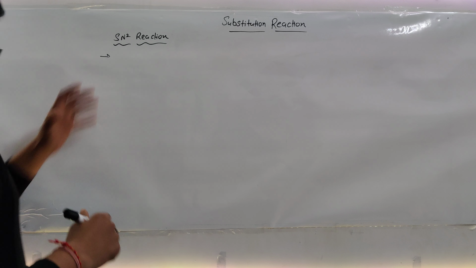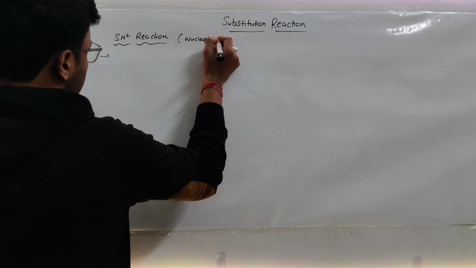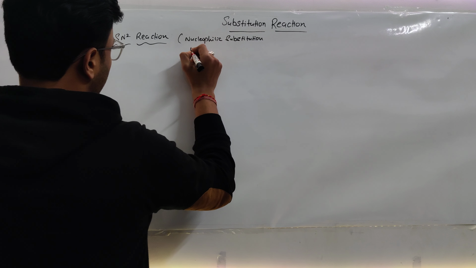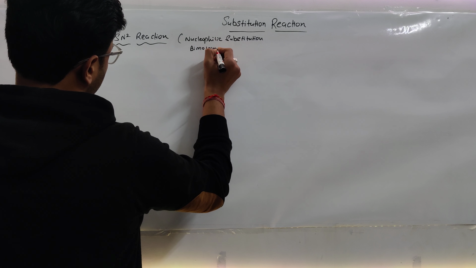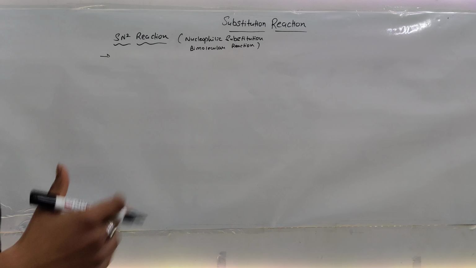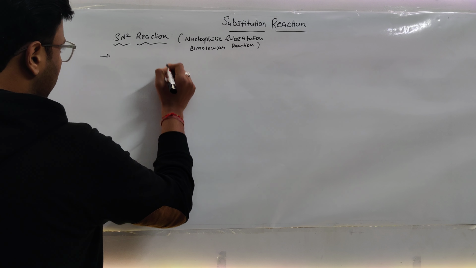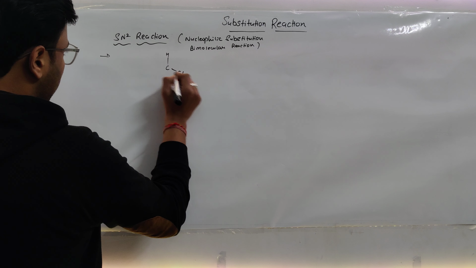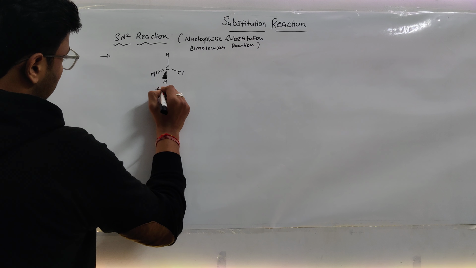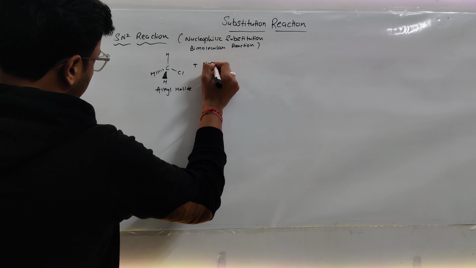In the SN2 reaction, we call it nucleophilic substitution bimolecular reaction. First, let's take a brief idea of what the reactant is, what nucleophile we are going to take, and what our product is in this reaction. The reactant we are going to take is alkyl halide. This is our alkyl halide, and the nucleophile I am taking is NaOH.